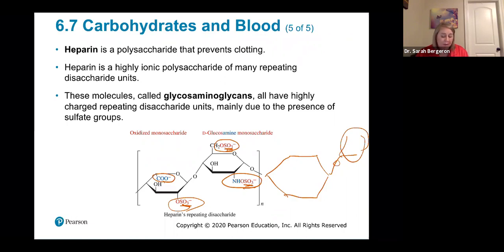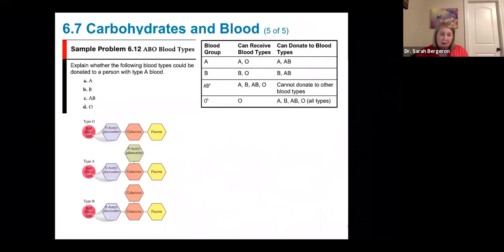Okay, and then we're going to do one little problem here, and then we'll do the rest of the problems in class. All right, explain whether the following blood types could be donated to a person with type A blood. So you have a little chart here, but you're not going to have this chart on the exam. So this you have to be able to understand and explain.